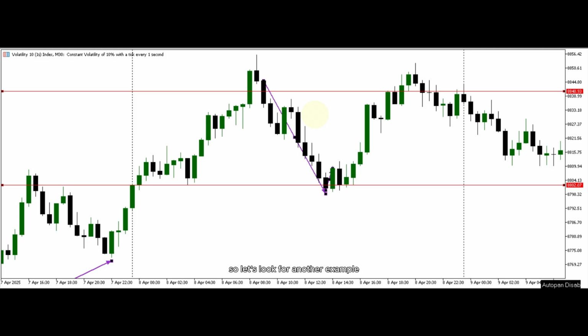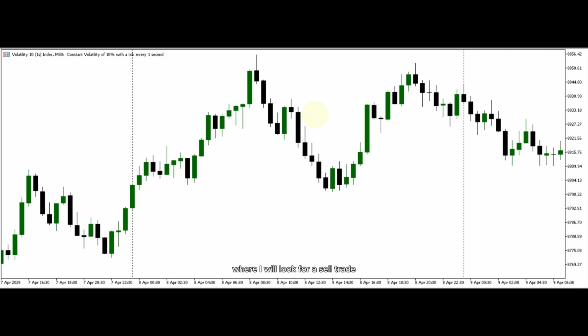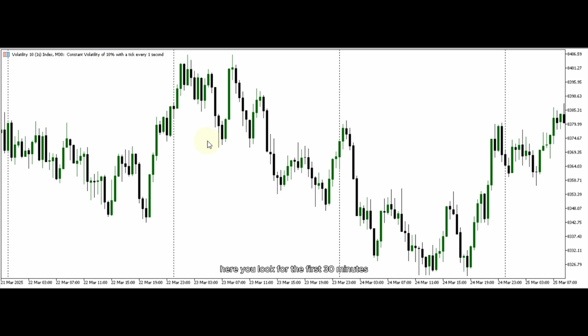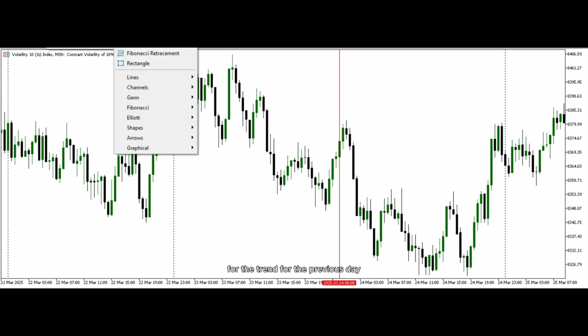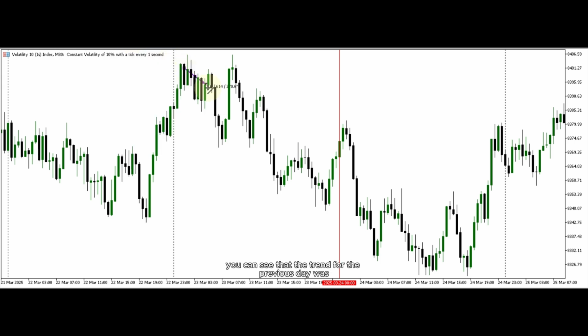So let's look for another example where I will look for a sell trade. This is an example here. We look for the first 30 minutes candle for that day. Place a vertical line on it if you don't have MetaTrader 5. Then the next thing you have to do is to check the trend for the previous day. You can see that the trend for the previous day was a downtrend.